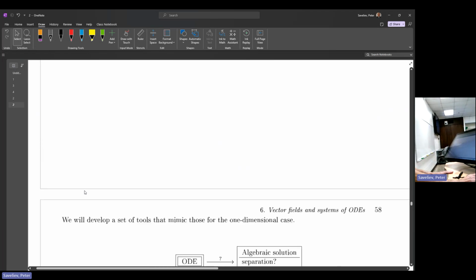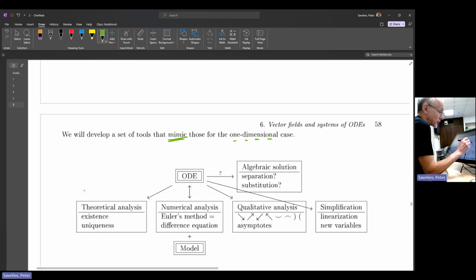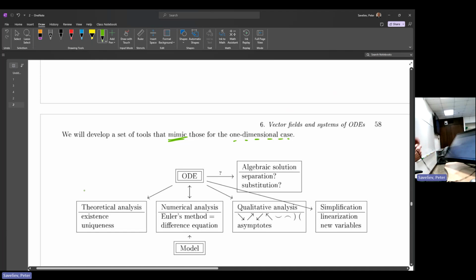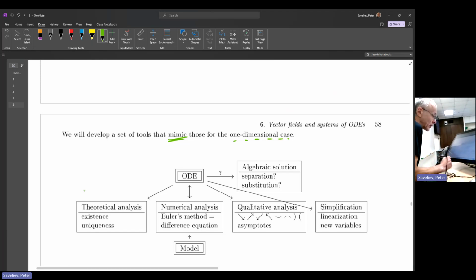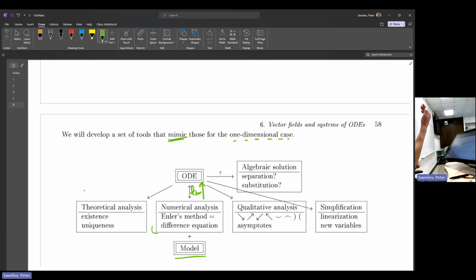Okay, so let's review. Why did we spend so much time on the one-dimensional case? Because now we can think by analogy, and we are mimicking the one-dimensional case. That table is almost one-dimensional, with a couple of exceptions, but the rest is the same. So we have an ordinary differential equation. Where does it come from? Usually it comes from numerical analysis and the model. The model produces a difference equation, which, if you take the limit, gives you a differential equation. And then you analyze it in a number of ways, including attempting to solve the equation analytically.